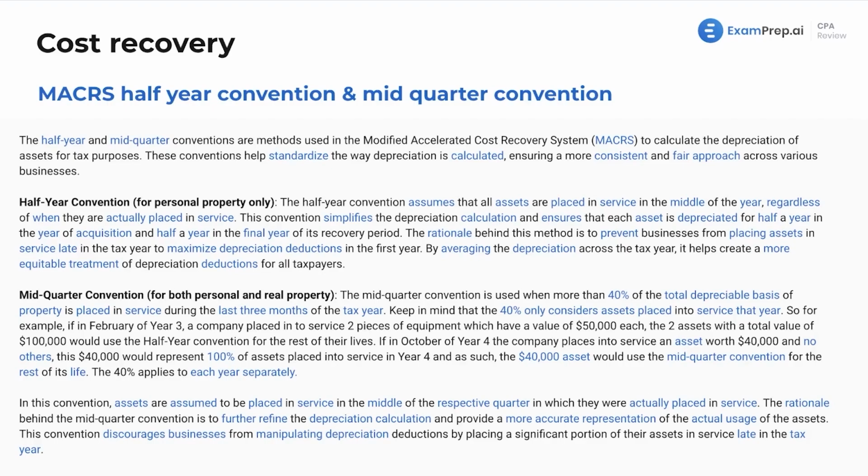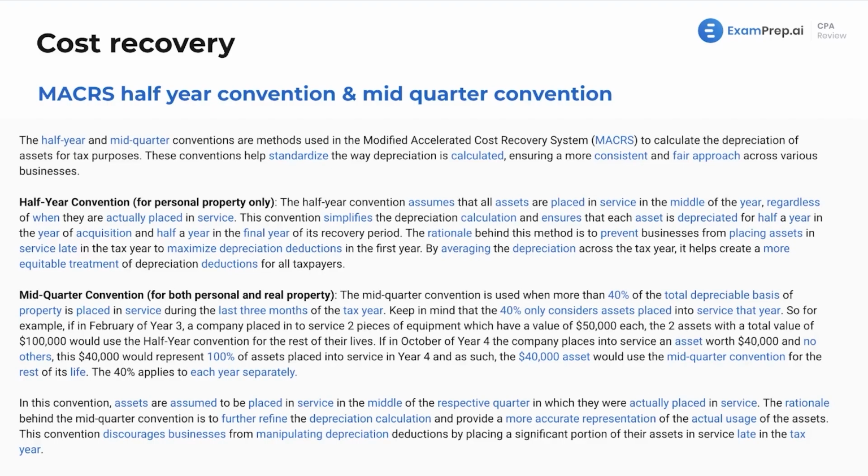Now, the 40% applies to each year separately, as I pointed out there. That's something that I've seen people get tripped up on in Sims when we're running through them together, so do not let that be you. In this convention, assets are assumed to be placed into service in the middle of the respective quarter in which they're actually placed in service.